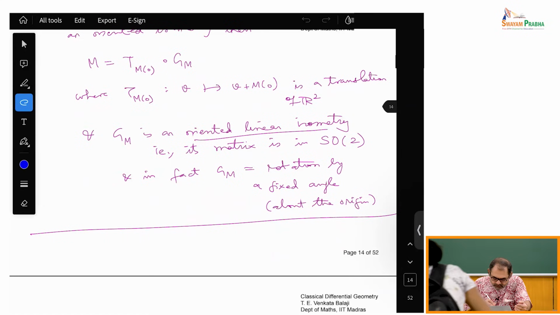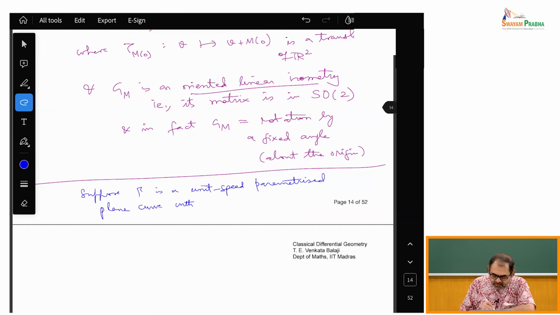Suppose gamma is a unit speed parameterized plane curve. So we start with gamma, a unit speed parameterized plane curve. So gamma is gamma of s, where s is varying in the open interval (a, b) on the real line, and s is arc length.